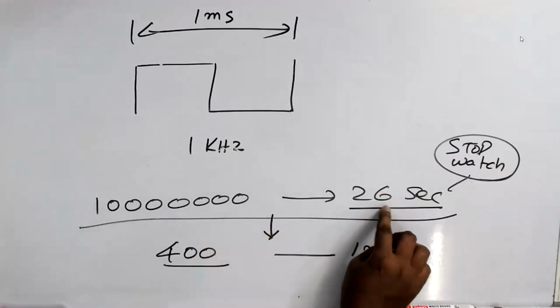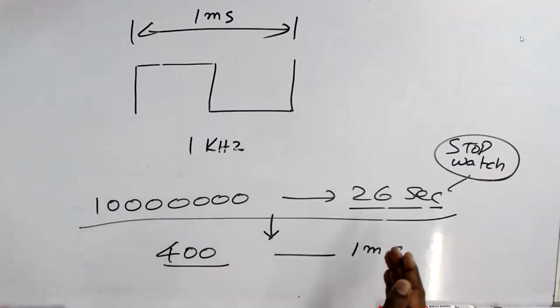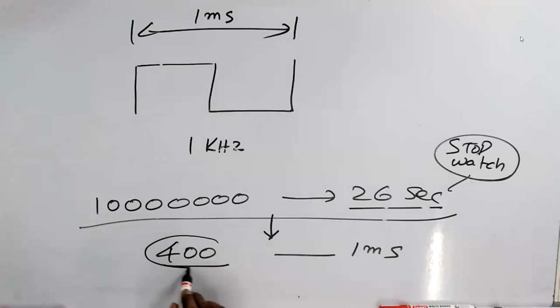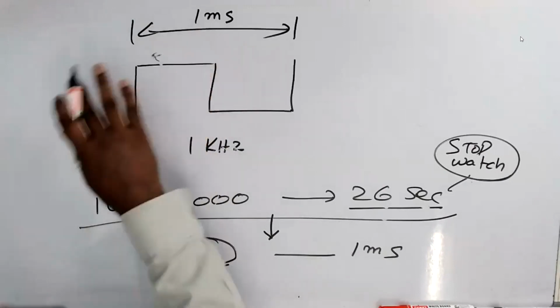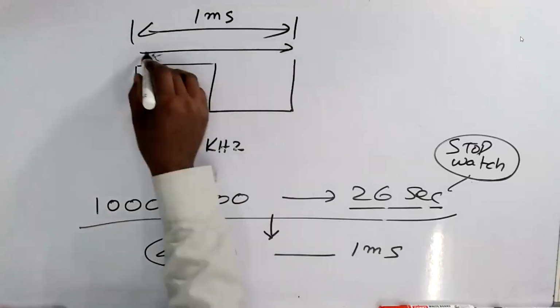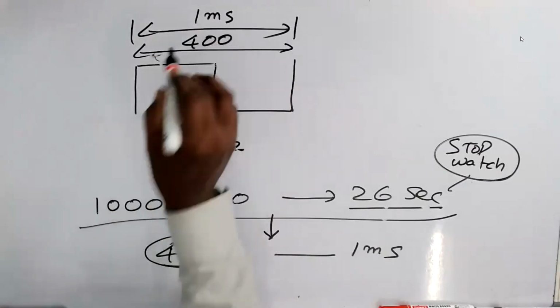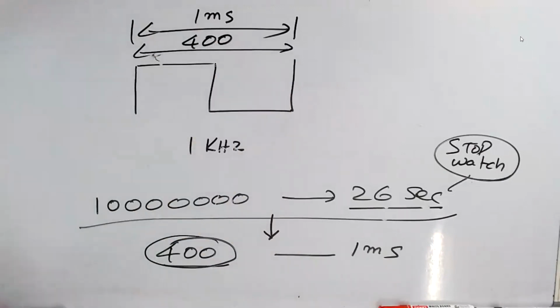26 seconds is equal to this one. So 1 second is equal to how much? Then 1 millisecond is equal to how much? That's the way we calculate. This is the number we want, because the software is going to use this number. This number is for on. Now 1 millisecond is equal to 400. Done. Now, here is a trick.